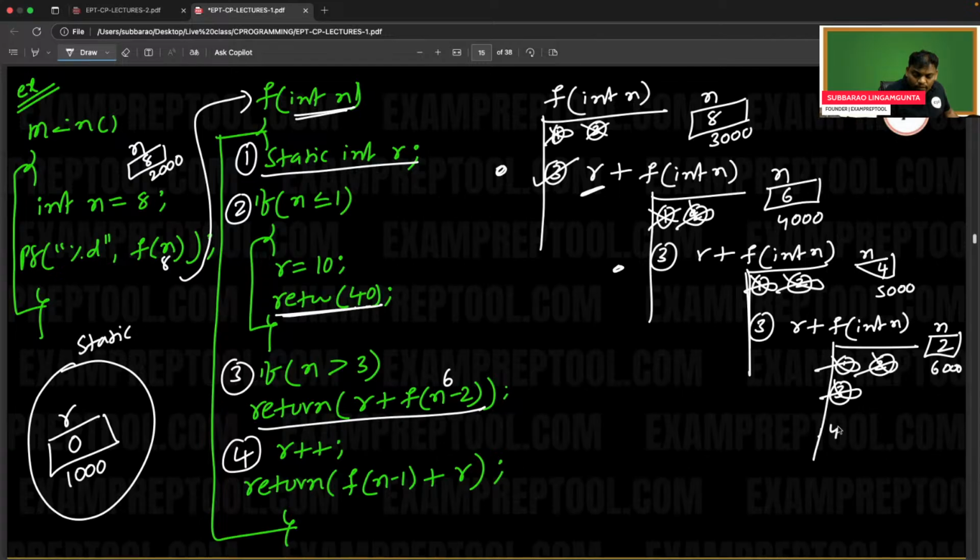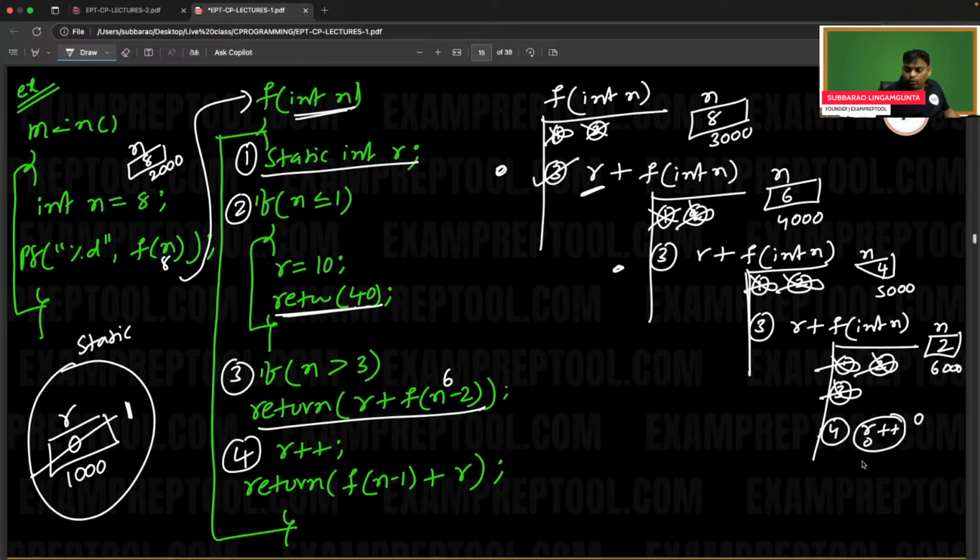Everyone observe the fourth one. See the answer. R is now, as of now, R value 0. Be careful. As of now, R value 0. R plus plus, it became R plus plus, R is 0. R plus plus also 0. But after that line, it will become 1.